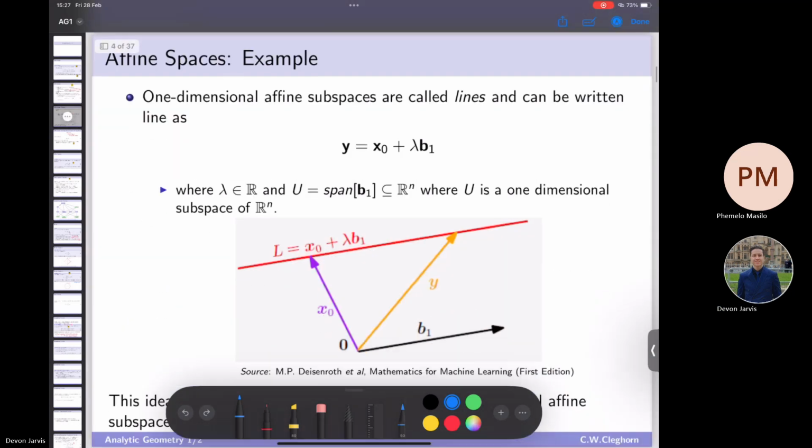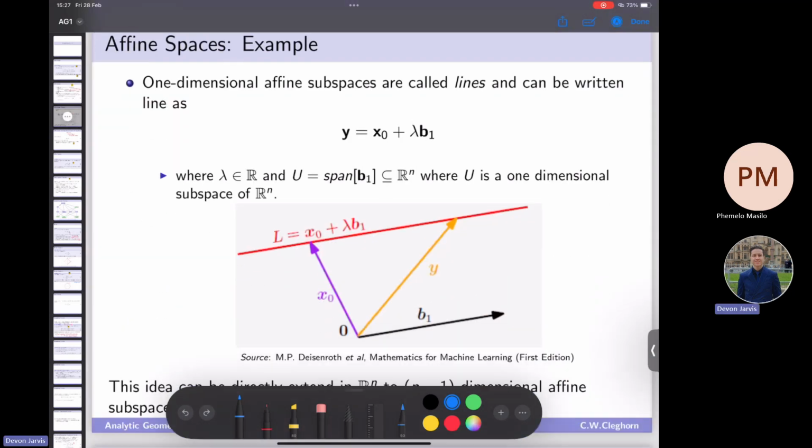Again, I start with a vector space, a subspace, and then I just shift it around a little bit. So in a 1D example, affine spaces are called lines, and it can be written as follows. We have our basis vector b1 times some lambda, an element of the reals, and that represents moving along that basis vector. That defines a vector subspace. You can see that it's slightly tilted, so the ambient space here is R2, but the line itself is just real numbered. We only have lambda that we can set freely. So that's lambda an element of R.